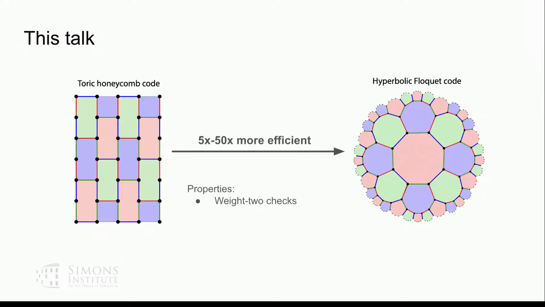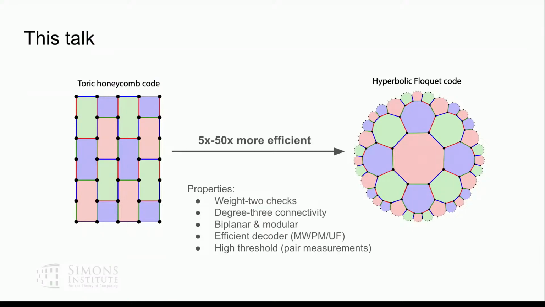And these are just Floquet codes, so all the properties of Floquet codes hold, with all the nice properties of weight 2 checks and degree 3 connectivity. It also implies a biplanar or modular architecture, and also efficient decoders. So we think these are very practical codes. And they also have a very high threshold in a particular noise model where you can make these direct 2-qubit Pauli measurements.